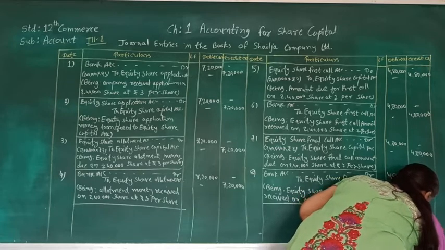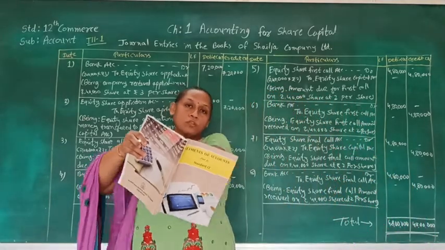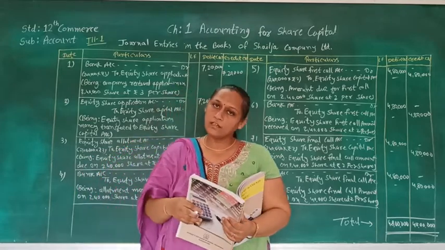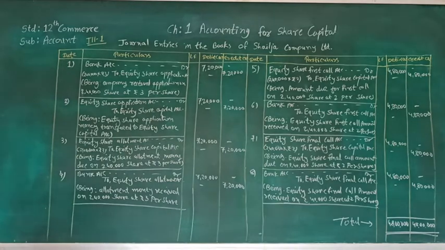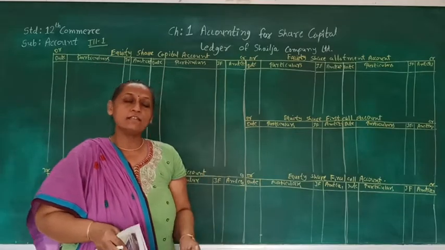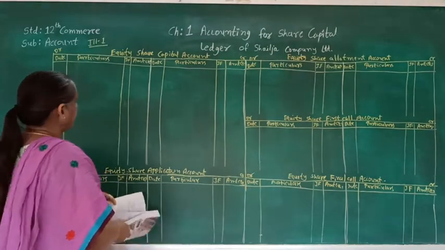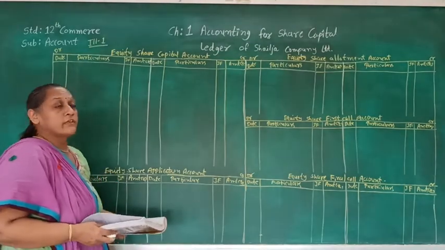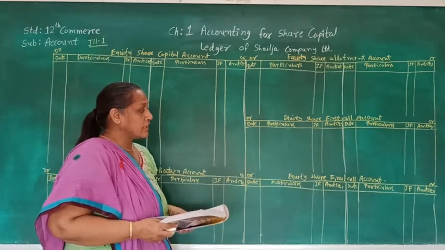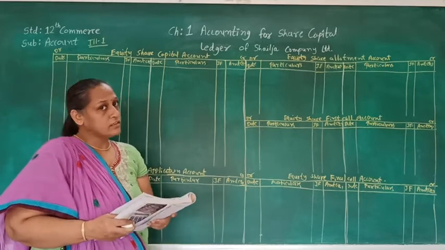This is the total. Note it down in your notebook, then we are going to prepare all the accounts. Let's start the posting in the ledger. So here is the ledger of Saizya Company where we have prepared the equity share capital account, equity share application account, equity share allotment account, equity share first call account and equity share final call account. From the journal we are going to post it in the ledger.